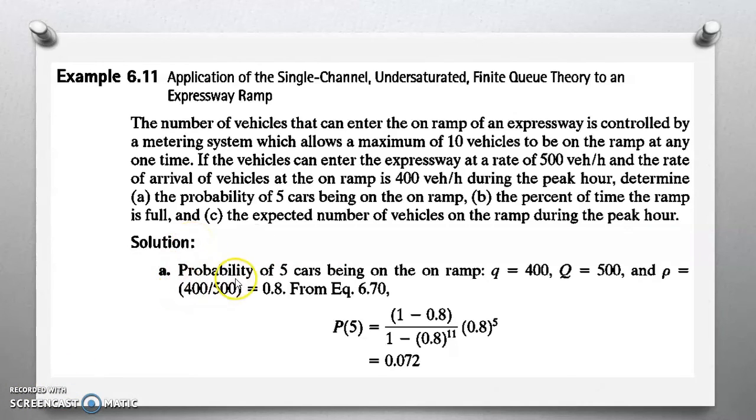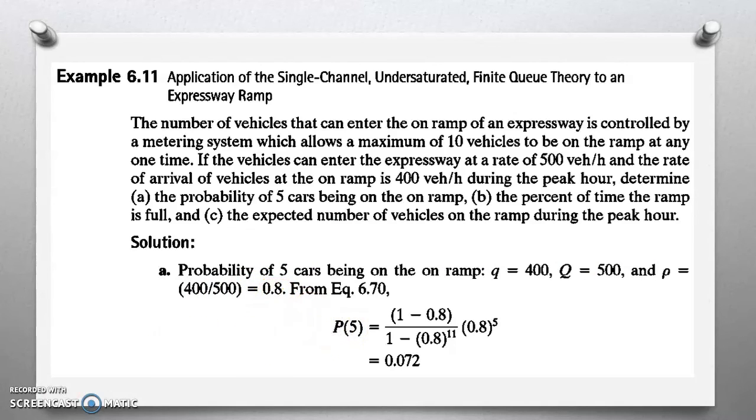Solution. A. the probability of 5 cars being on the ramp. Q, which is our arrival rate, is 400 vehicles per hour, and the service rate is 500 vehicles per hour. And our probability is equal to 400 over 500, which is 0.8.